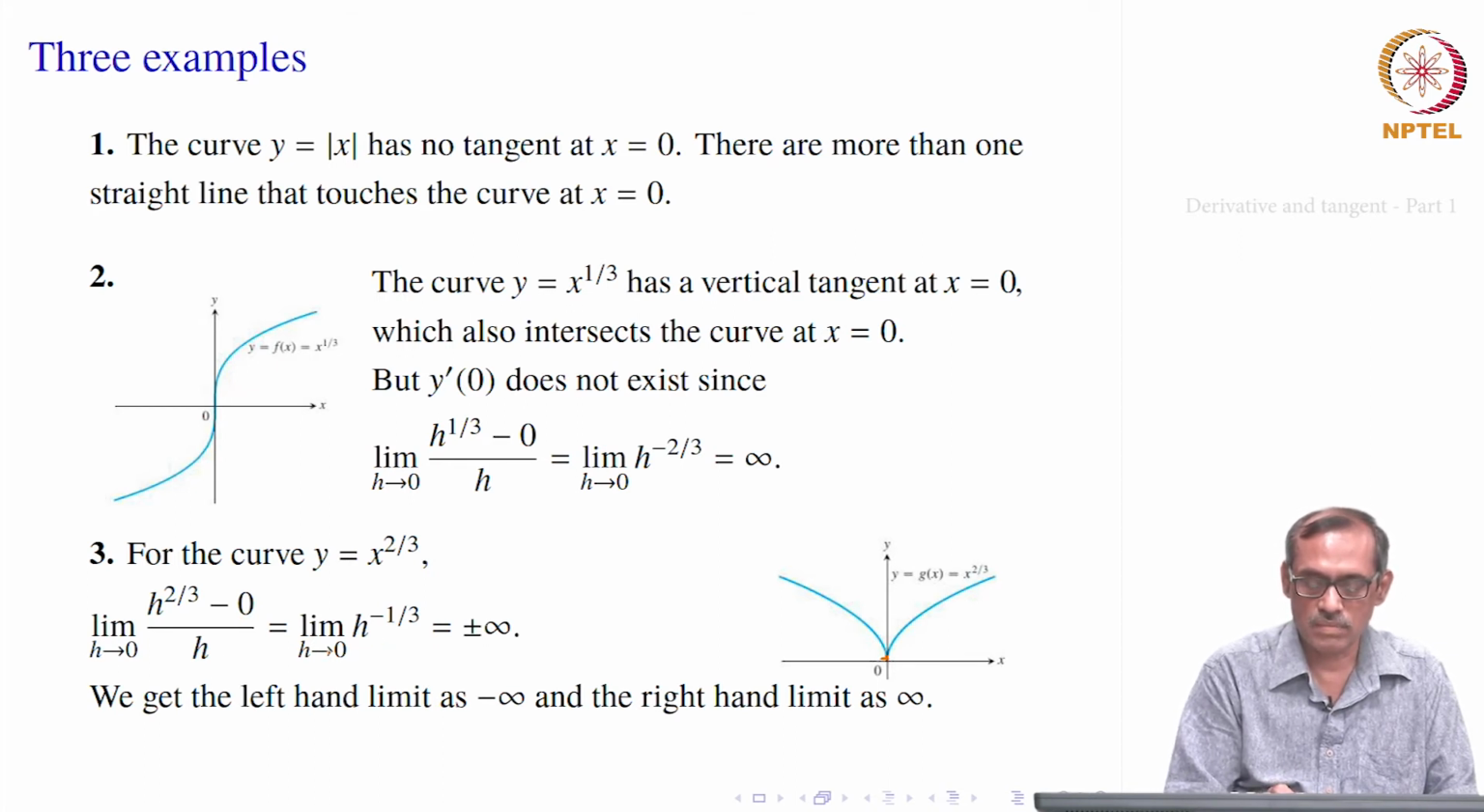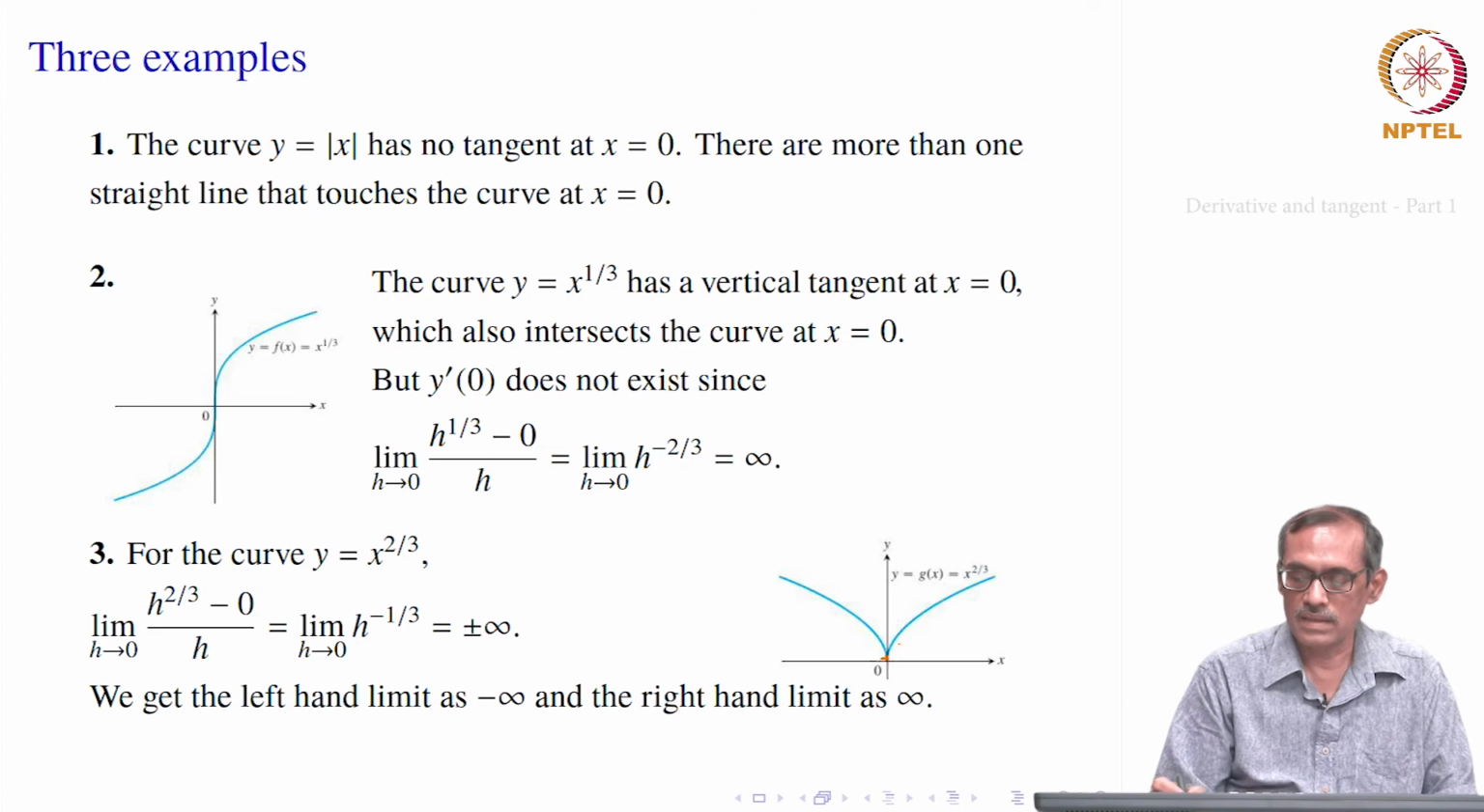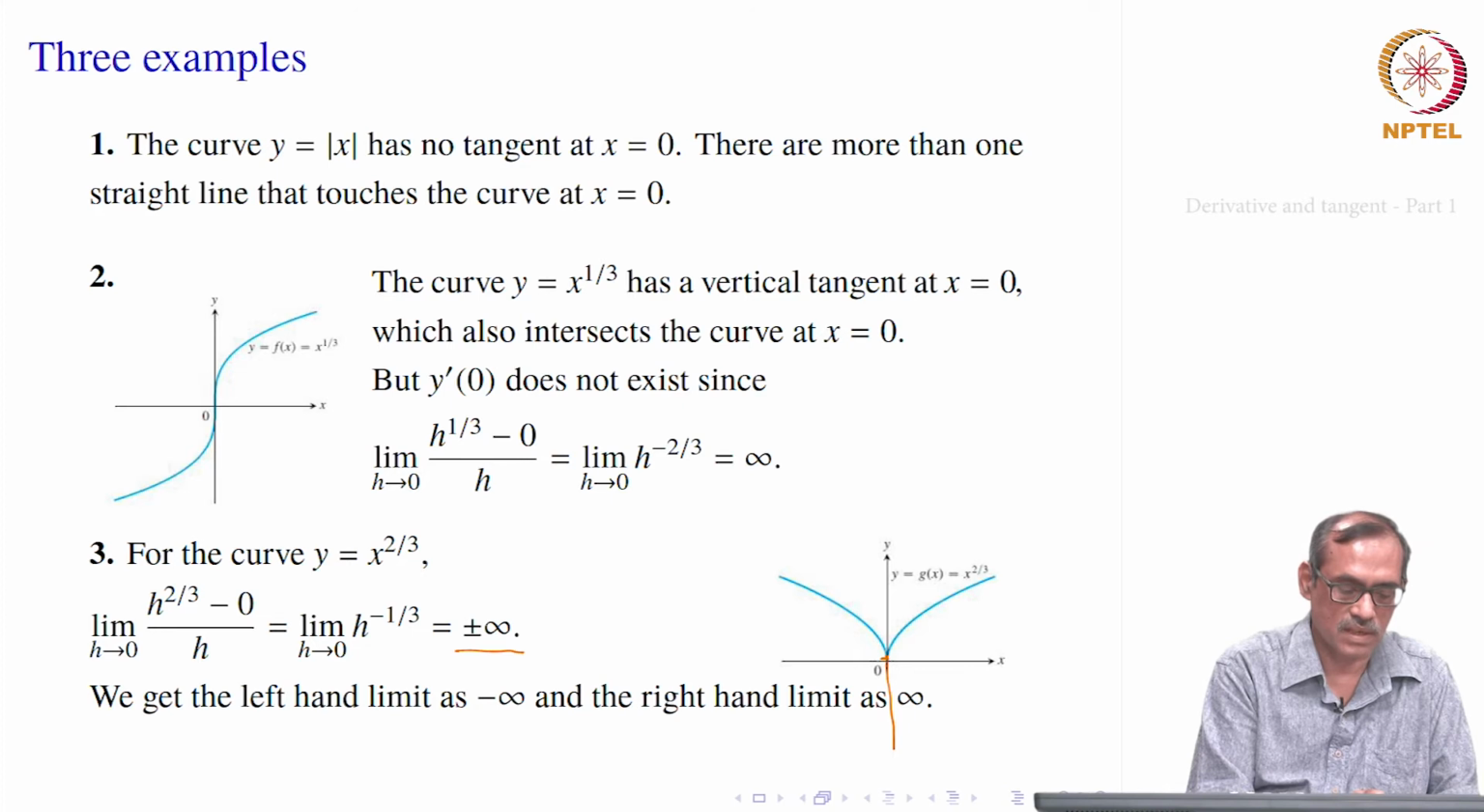When h is positive, it would give the limit as infinity. When you take the left side limit, h goes to 0 from the negative side, you would get minus infinity. So, the one side becomes infinity and the other side minus infinity. So, the curve is not differentiable at x equal to 0, right. But then what about the tangent? Again you may say a vertical tangent exists, but it is not differentiable at x equal to 0, there is a cusp.